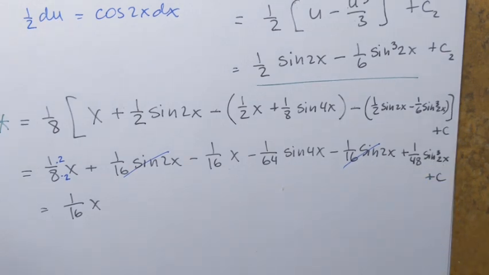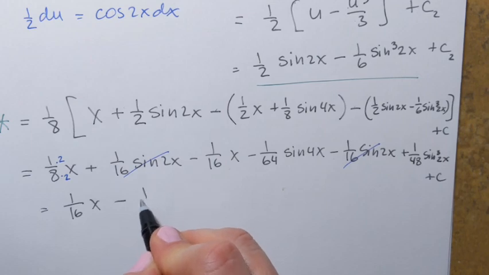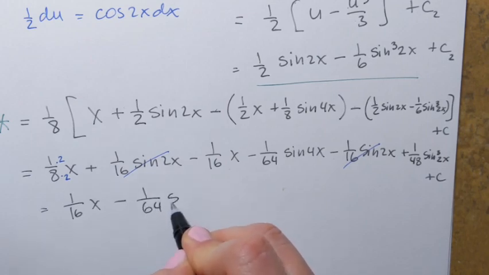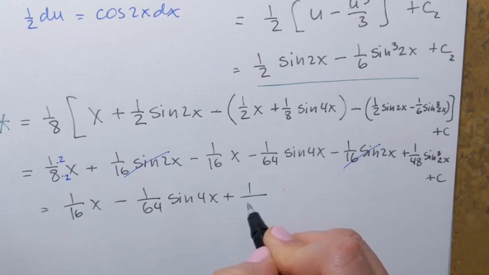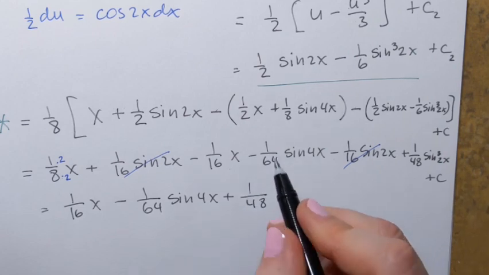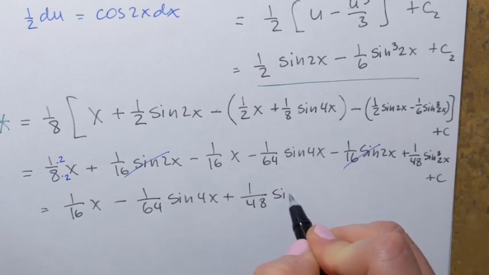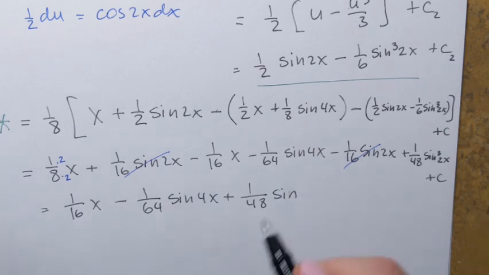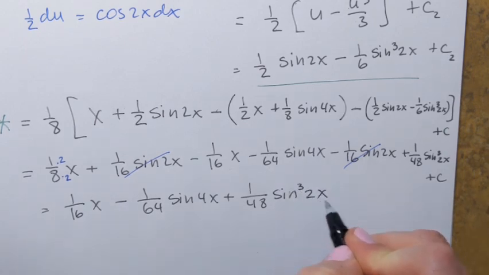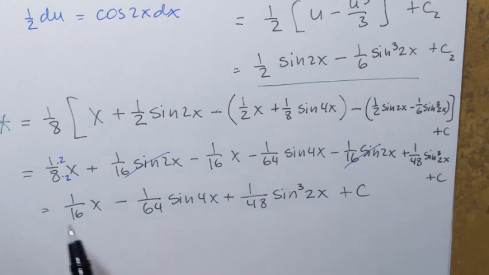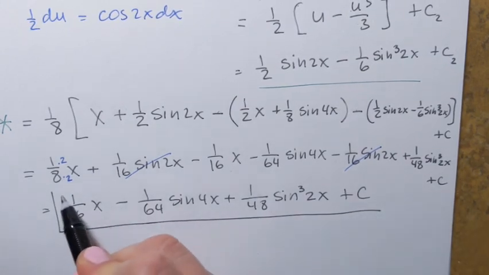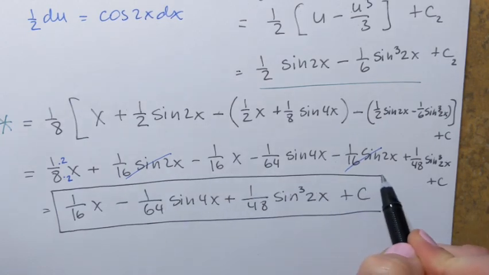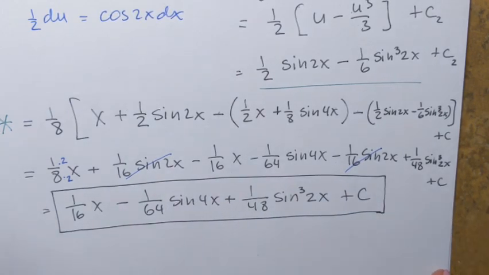So now I'm just copying that down: 1 over 64 sine of 4x, no, plus 1 over 48 sine cubed of 2x plus c. Well, and that's it, right? Very easy example. Well, actually it's not that bad, it's just time consuming.